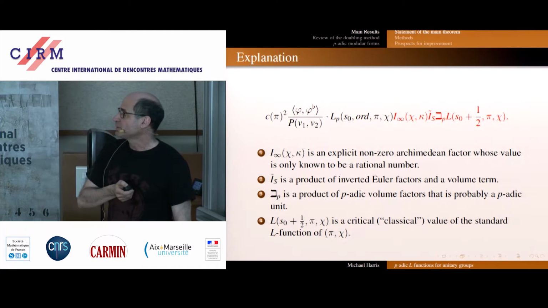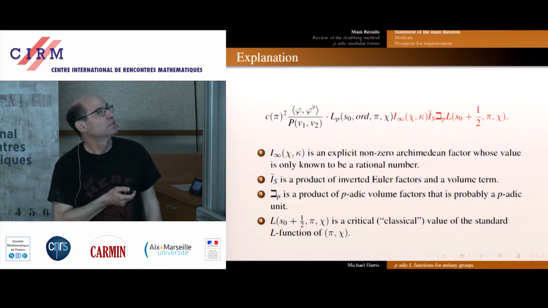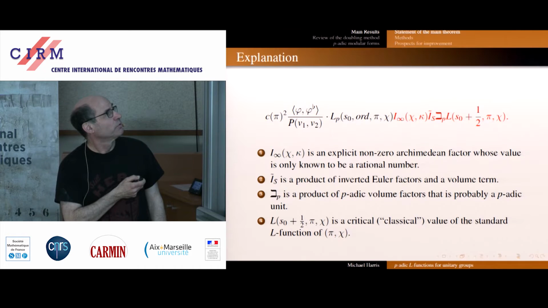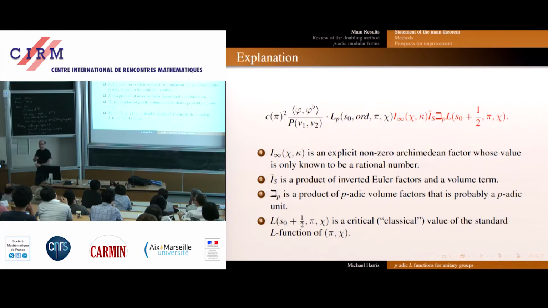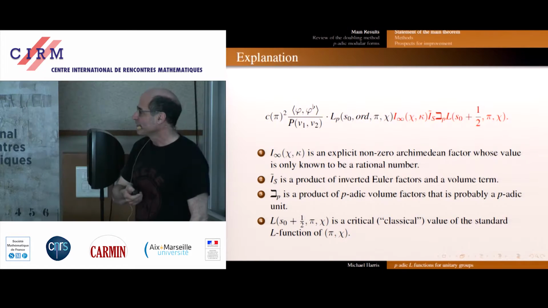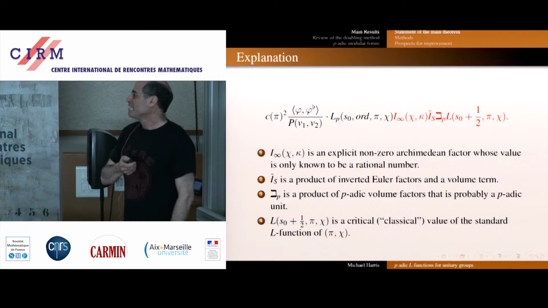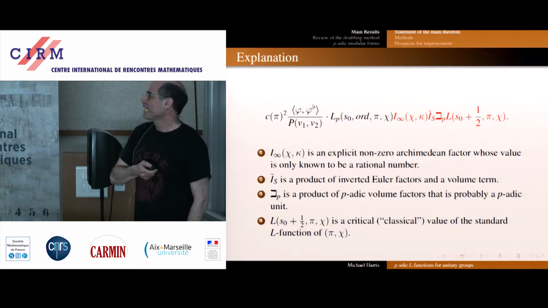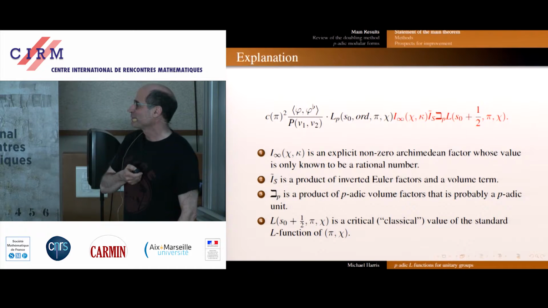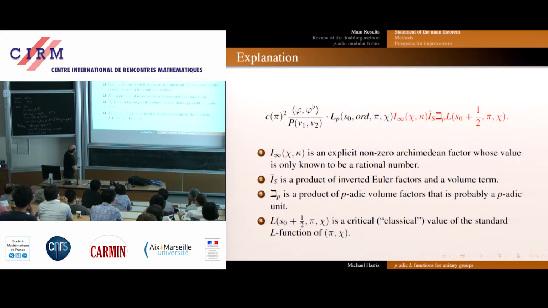At the bad primes S, we just arrange that what's left is the volume term. This is the second letter in the Hebrew alphabet. Well, we ran out of letters. Another problem that has held us up is that we keep running out of letters. Actually, I was trying to find a way to use Egyptian hieroglyphics, but there doesn't seem to be a package for that in LaTeX. So this is a product of p-adic volume factors that is almost certainly equal to 1, but we haven't done the calculation.